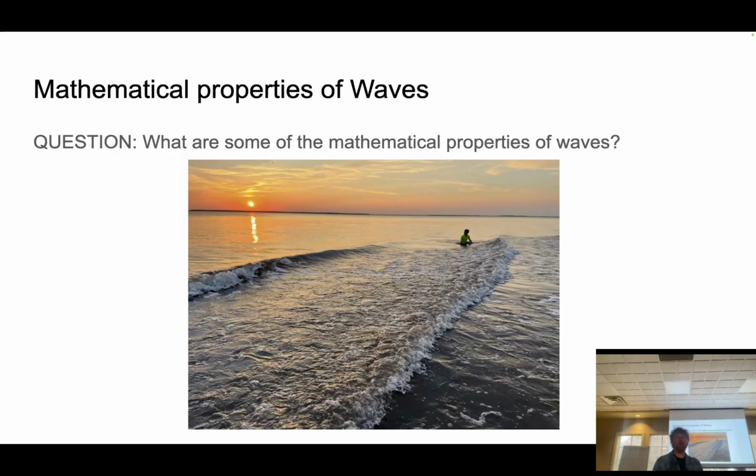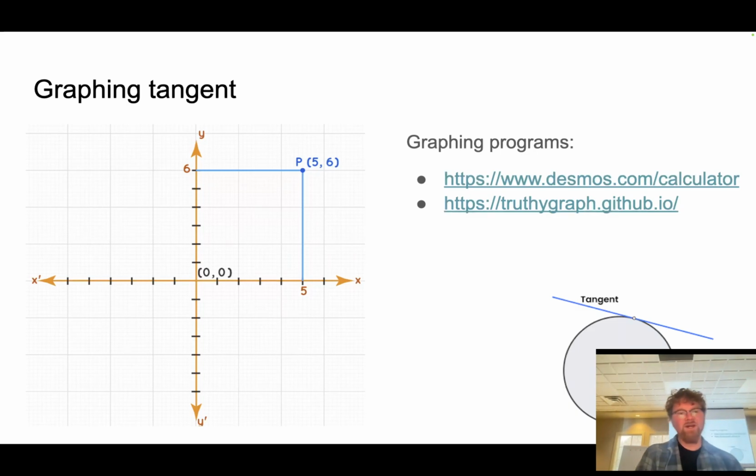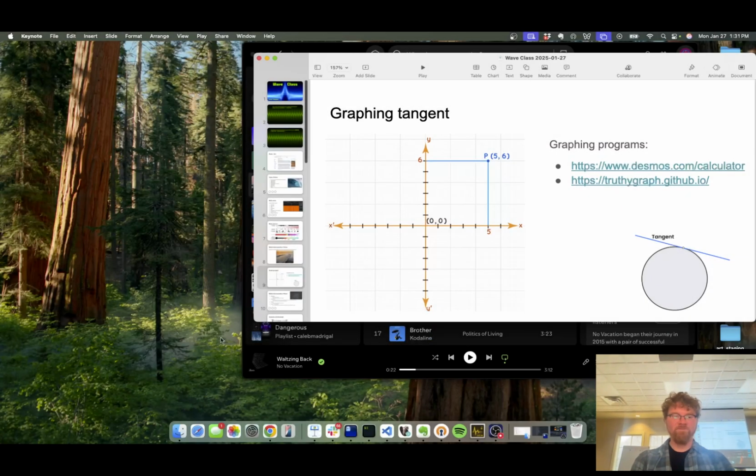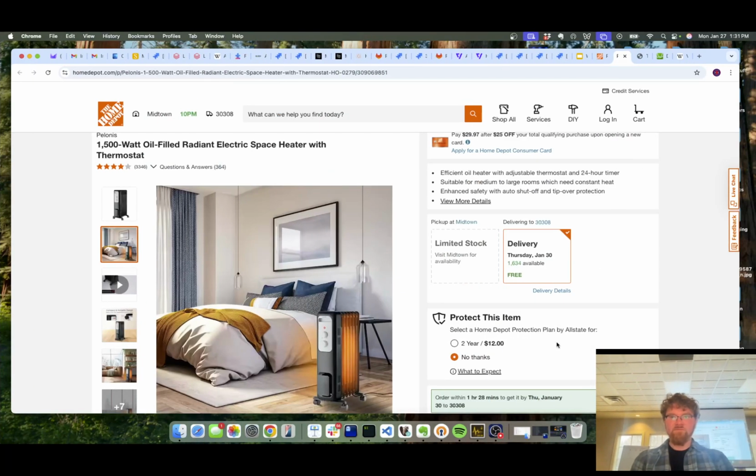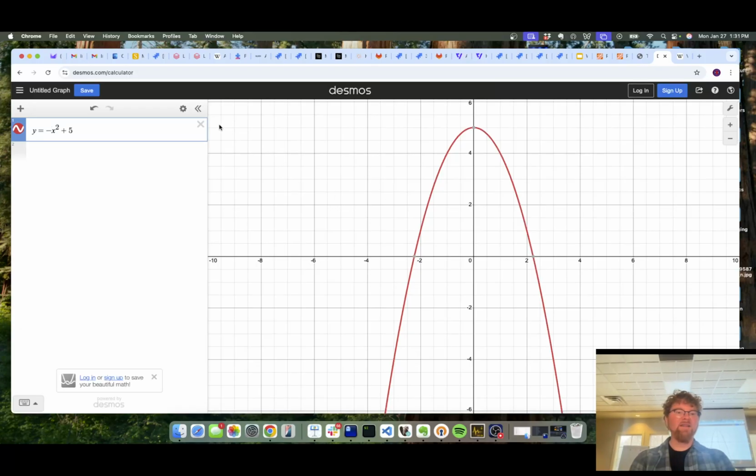But let's talk about some of the mathematical properties of waves. What makes waves waves? So ocean waves, you can see like this. Real quick, though, I want to have a little graphing tangent. I want to talk about graphing. I'm guessing most of y'all haven't got into graphing functions before, and so I want to do a small demonstration because this will help us understand some other mathematical stuff.